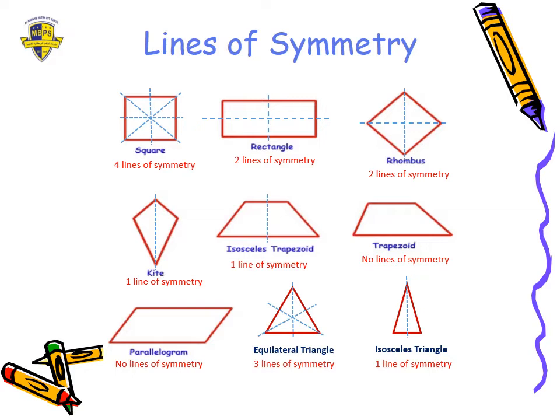Now also the equilateral triangle: we have 3 sides, all are equal, and the angles are also equal. So how many lines of symmetry can we draw here? 3 lines of symmetry. Okay? For example, a regular pentagon, how many lines of symmetry can we draw for a regular pentagon? A pentagon has 5 sides, so 5 lines of symmetry.